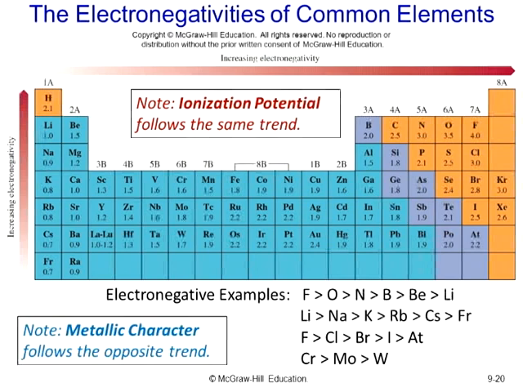Now, take care, because there are some exceptions. This was simply to illustrate the overall trend towards electronegativity. There are exceptions to these. As a note, metallic character follows the opposite trend. So if you want to know what's most metallic, you go the opposite of electronegativity. Okay?